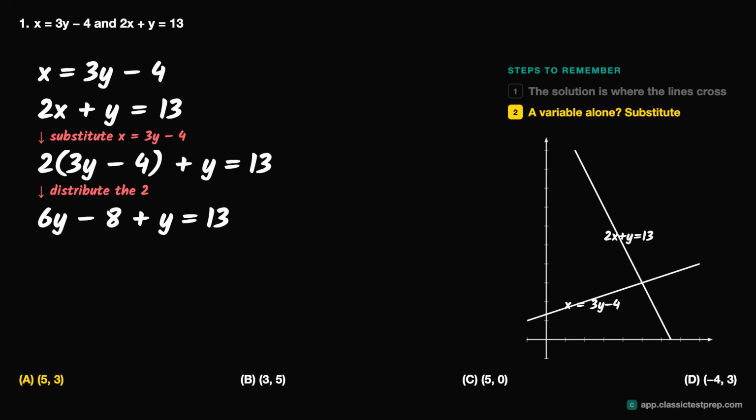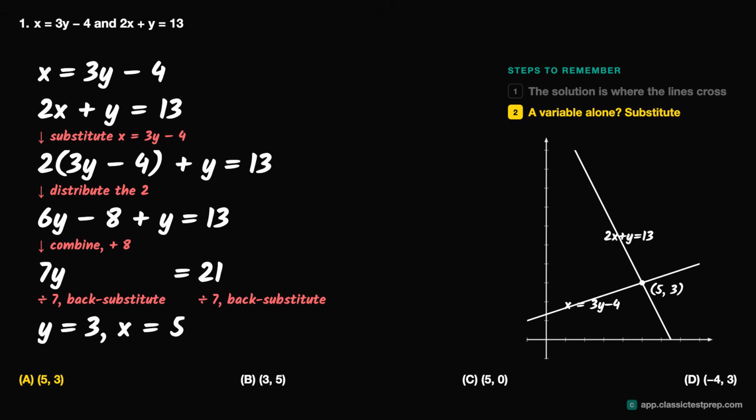Now all we have to do is plug 3 in for y into one of our original equations, and we get that x equals 3 times 3 minus 4. So x equals 5. The solution to this system of equations is (5, 3). What does that mean? Well, it means that the two lines represented by our two equations cross at the point (5, 3).